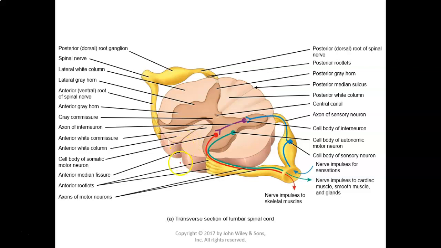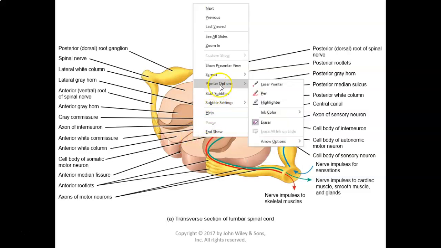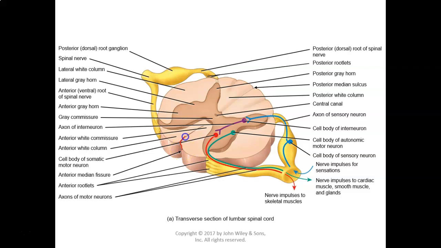A couple other structures. The anterior median fissure. This big crack here. Very large, very pronounced. This large crack through here. Again, that's the anterior median fissure. Very deep. Posterior median sulcus, very shallow. The anterior median fissure, you can literally separate and see this really large crack or crevice that you can stick your finger into. Posterior median sulcus is just like this little divot, this little ditch, if you will. It's not terribly deep.